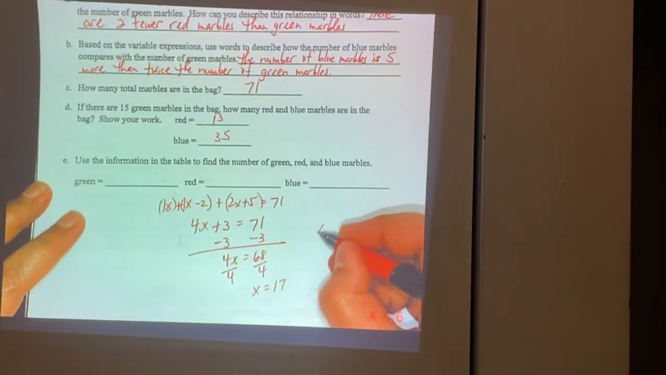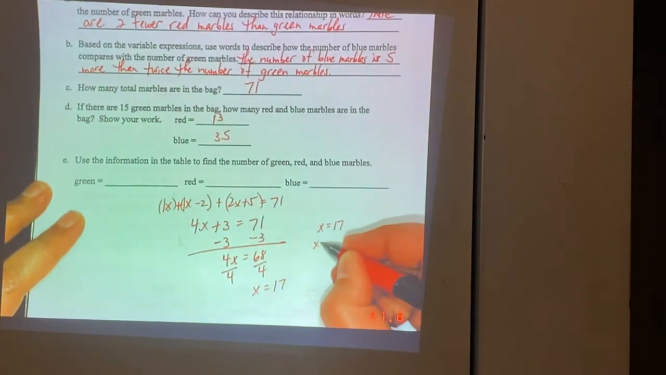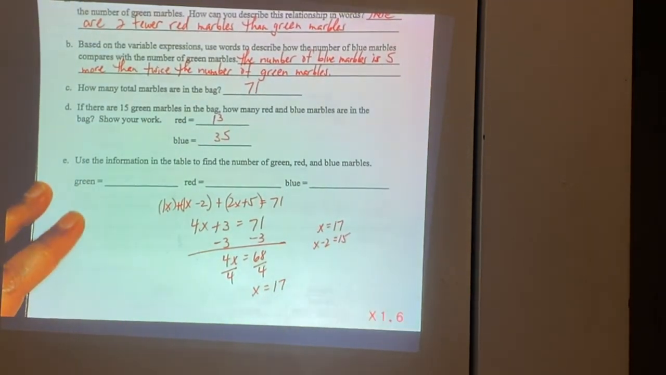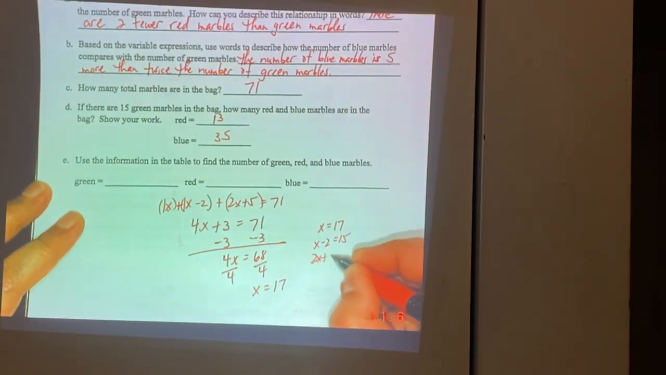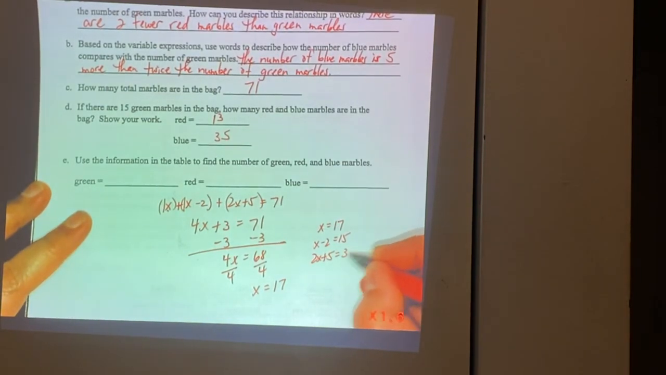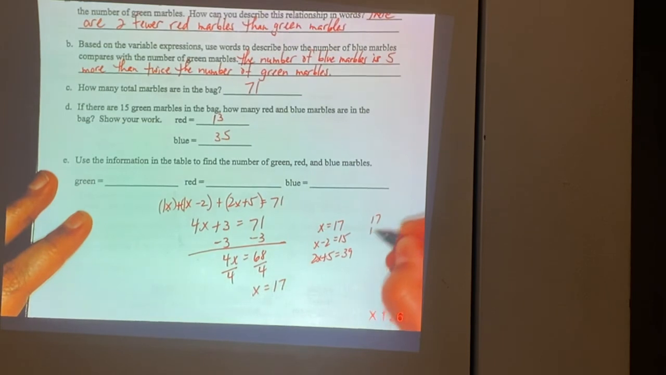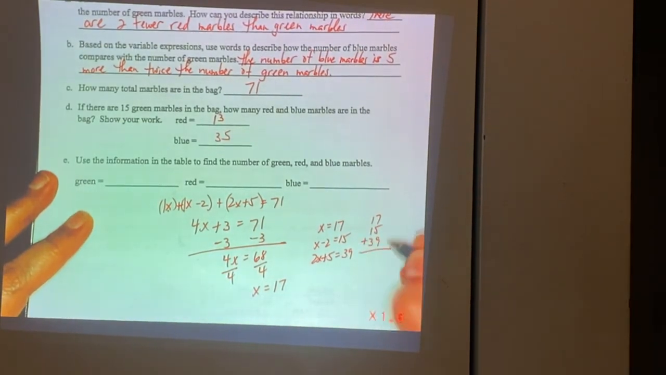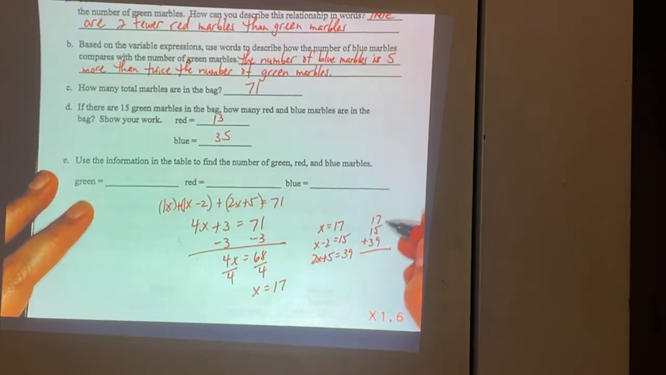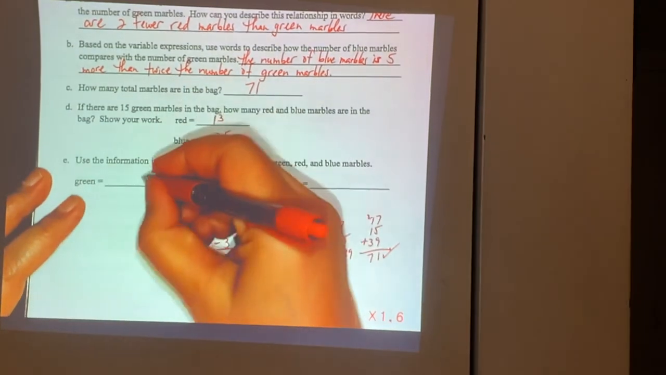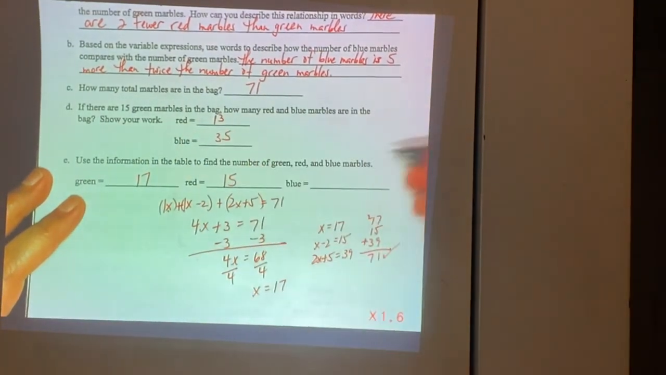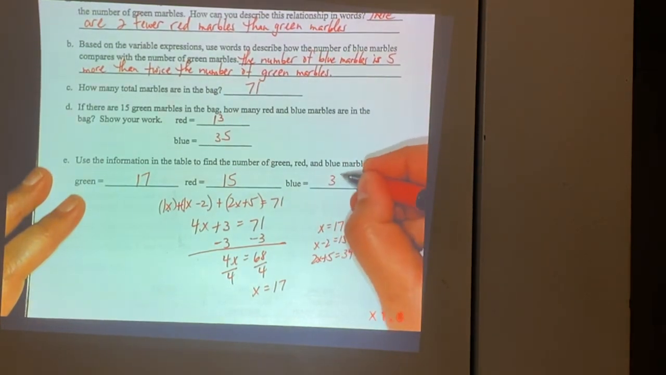17. So if x equals 17, x minus 2 is 15. 2x plus 5. 17 times 2 is 34, 35, 39. Let's check it. 17, 15, and 39. What is this? 12 and 9 is 21. Carry the 2. 2, 3, 4, 5, 6, 7. There's my 71. So there's 17 green, 15 red, and 39 blue.